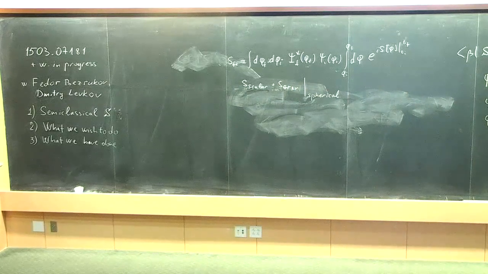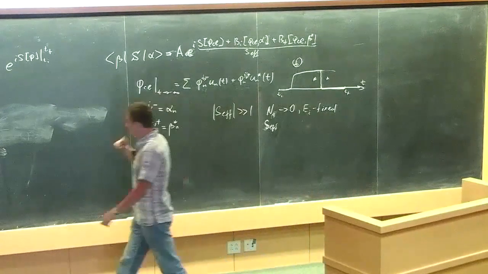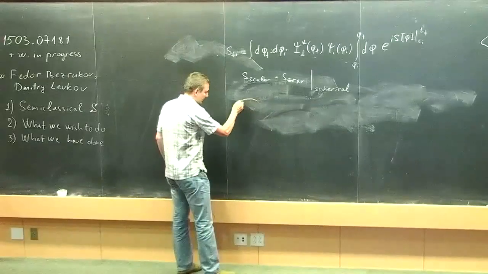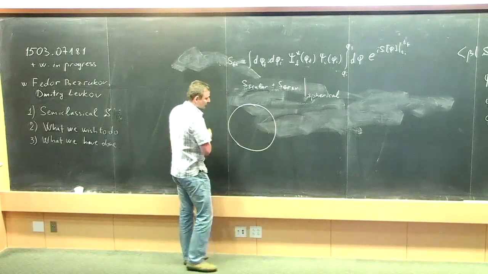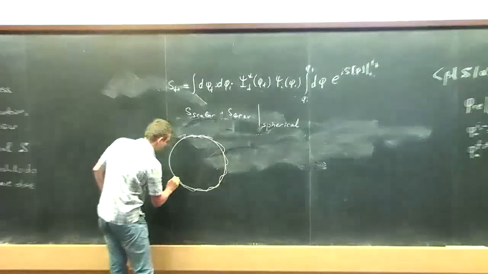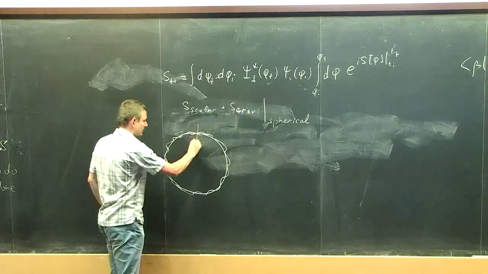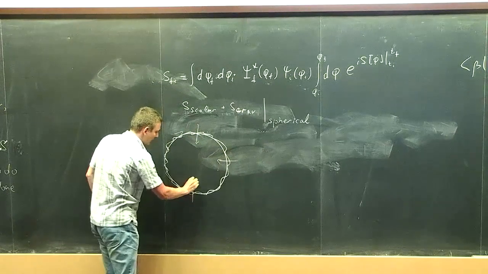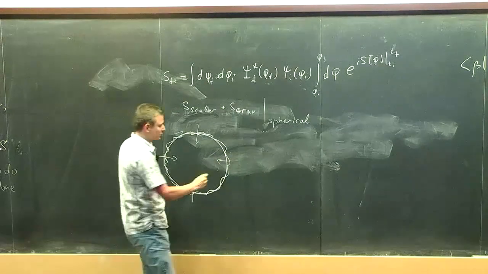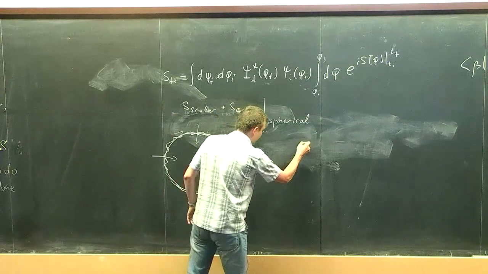Let me see what I have to say here. So then the process we want to study: we want to take a spherically symmetric wave packet with some blurring, some width, basically collapsing or contracting, and we want to see the transition from this state into a similar wave packet.